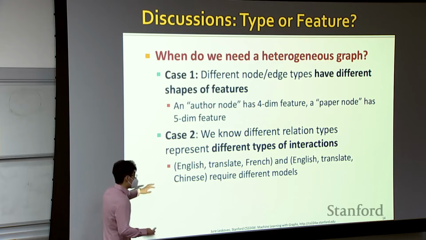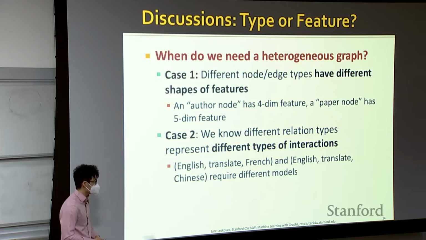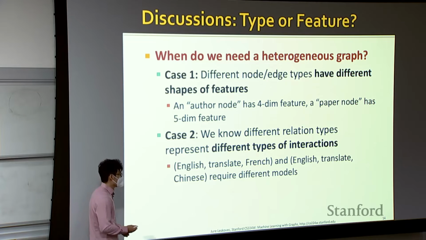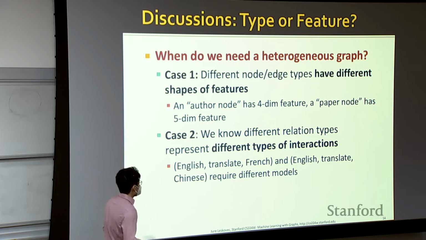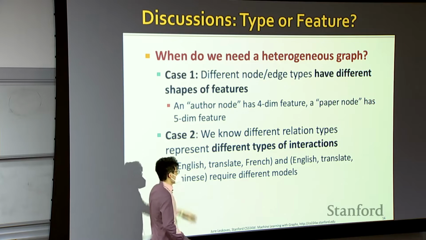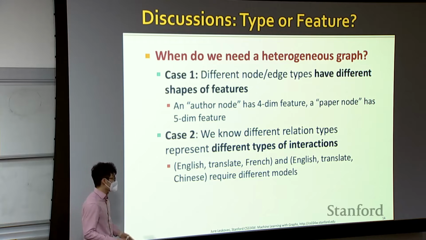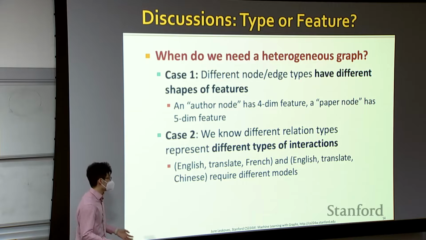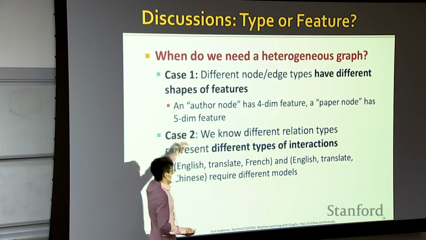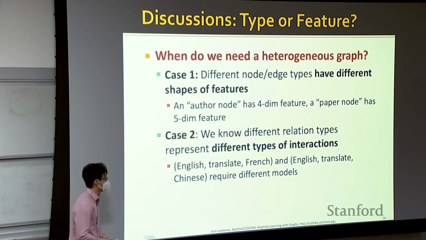So here I show two examples that I thought are pretty important for using a heterogeneous graph, but you can consider more cases. The first case is where we have good reason to use a heterogeneous graph. In some cases, we may have a 4-dimensional feature for author nodes because there are, let's say, 4 distinctive attributes of a given author, and there could be a 5-dimensional feature for a paper node. Let's say we have 5 different attributes for the paper nodes.